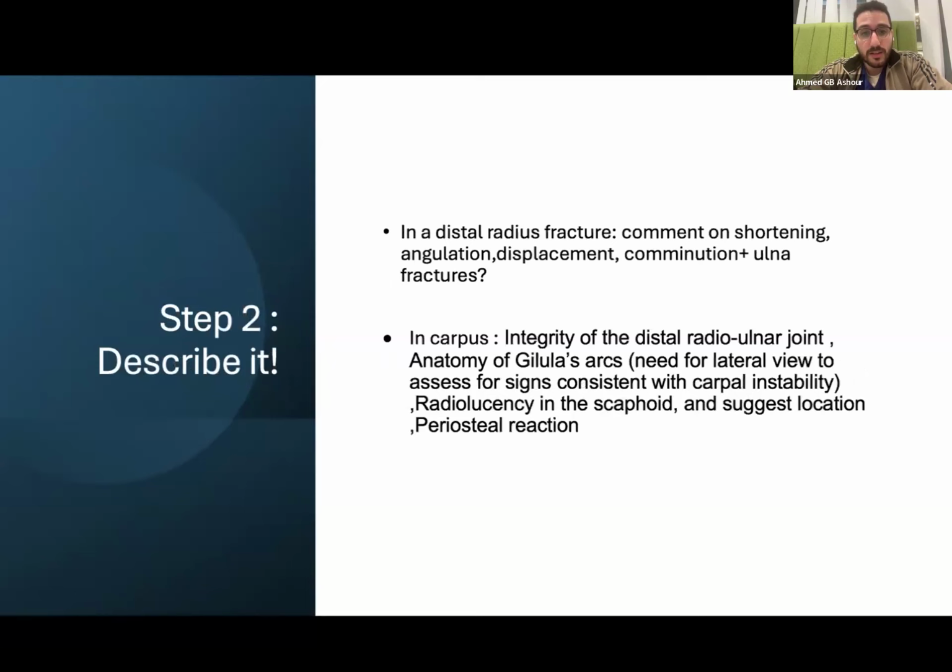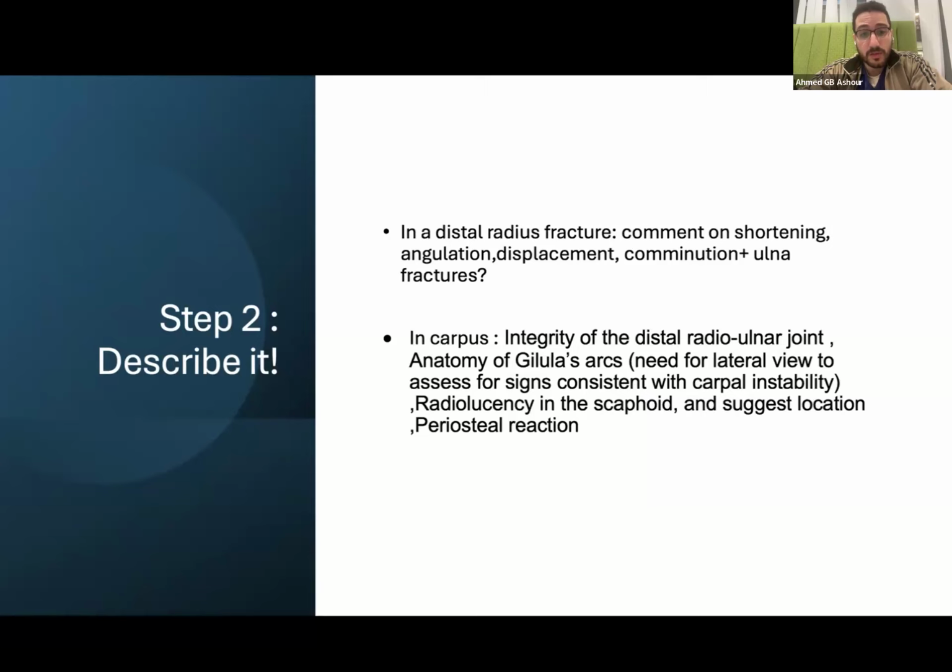Step 2, you have to describe what you are seeing on the X-ray. For example, in a distal radius fracture, comment on the shortening, angulation, displacement, comminution, and whether there is an ulnar fracture. Also, for example, in a carpal bone injury like a scaphoid fracture or perilunate dislocation, comment on Gilula's lines, assessment of the signs used to assess carpal instability, and whether there is any radiolucency of the scaphoid or a suggestion of periosteal reaction.